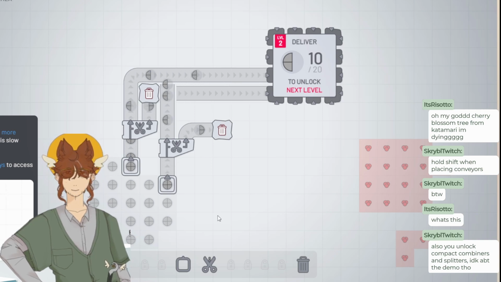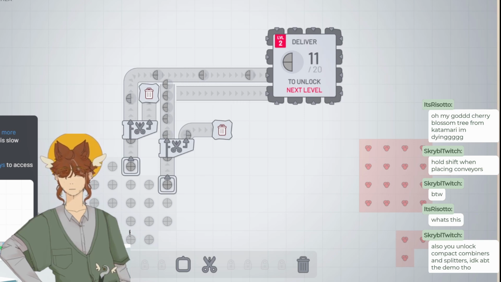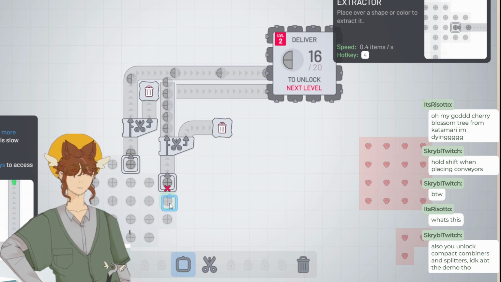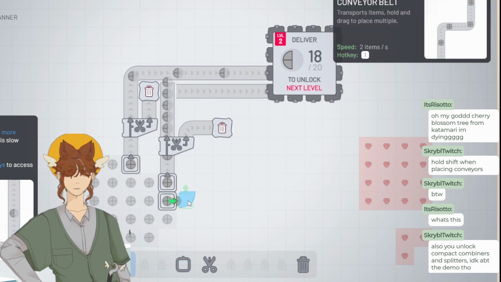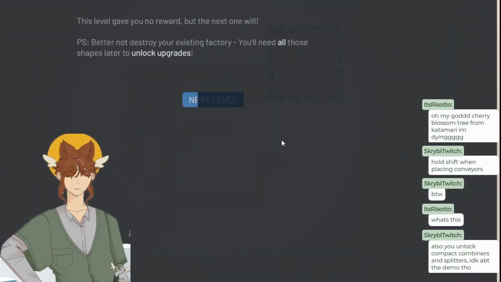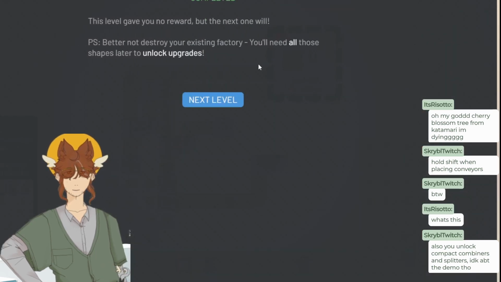You unlock... What is this? This is something called shapes.io. Place two more cutters to speed this thing up. Well, I could, or I could just wait, because I'm a patient man. Okay, see? That's fine.